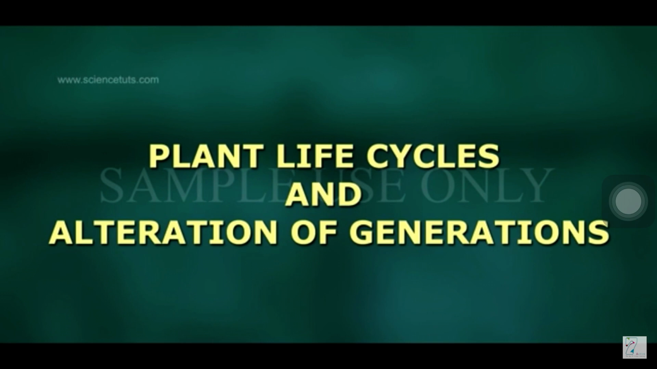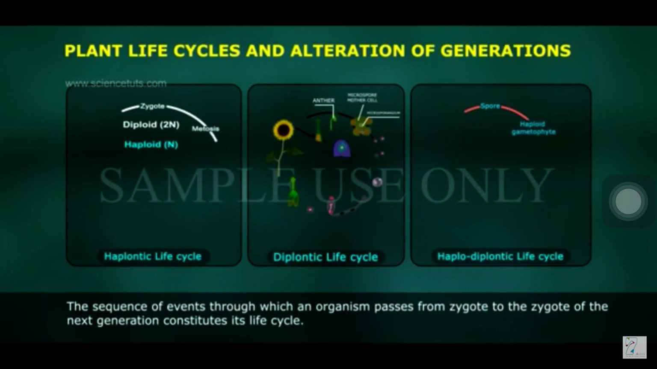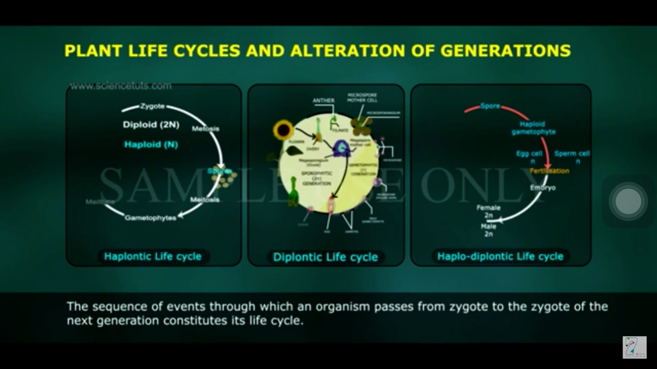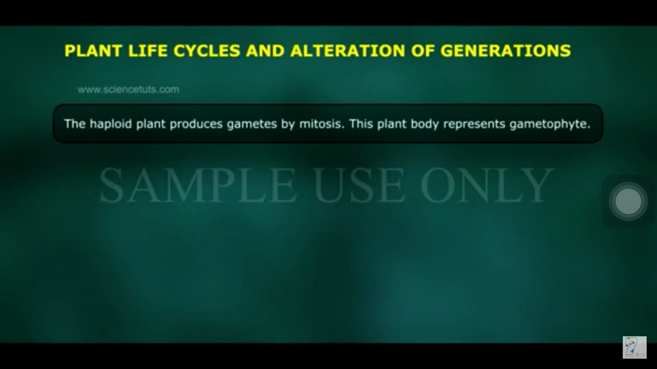Life cycle and alternation of generations. The sequence of events through which an organism passes from zygote to the zygote of the next generation constitutes its life cycle. The haploid plant produces gametes by mitosis. This plant body represents the gametophyte.